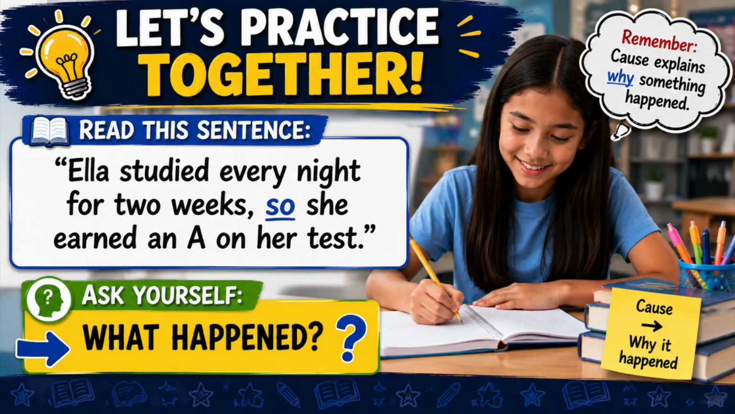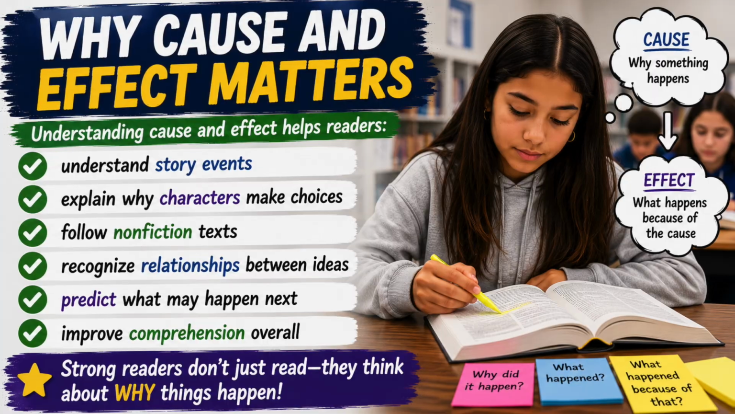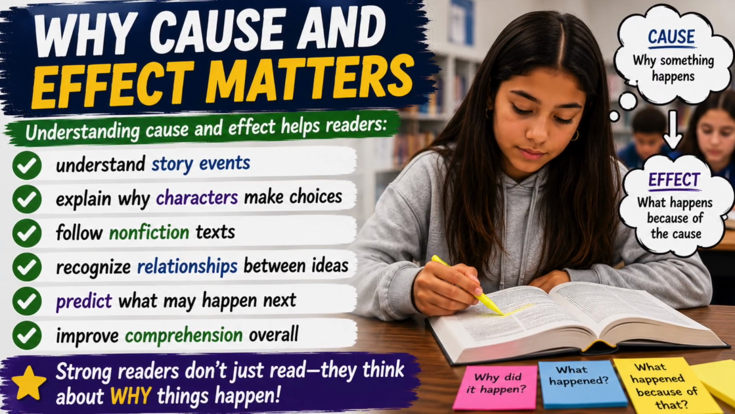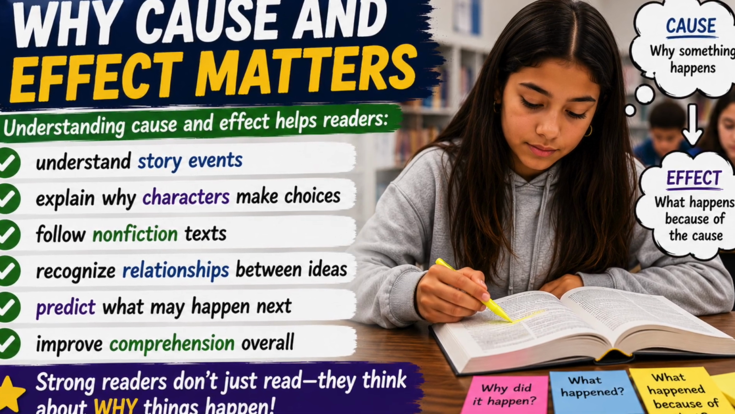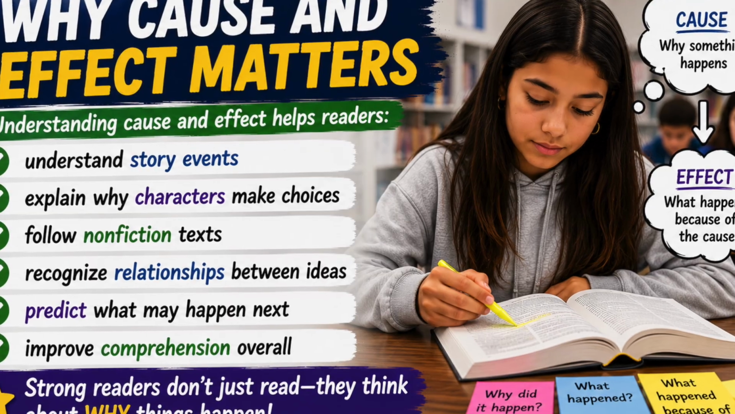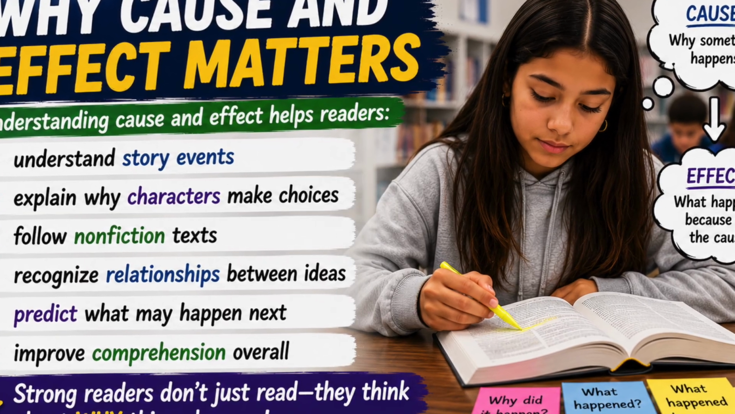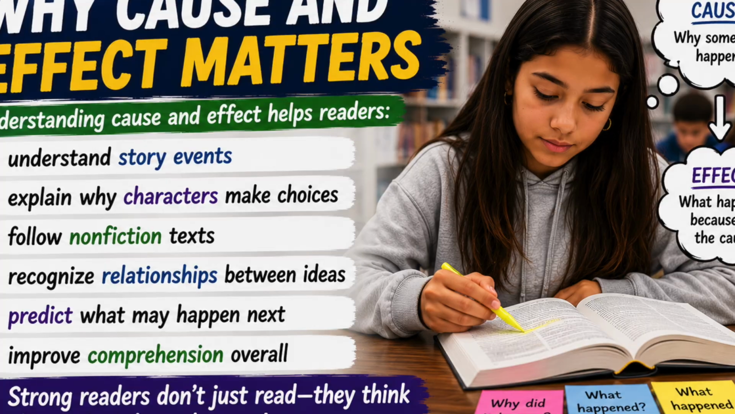Let's practice one more time together. Ella studied every night for 2 weeks, so she earned an A on her test. So ask yourself, what happened? Ella earned an A. Why did it happen? Because she studied every night. So the cause, Ella studied every night, and the effect of her studying every night is that she earned an A on her test.